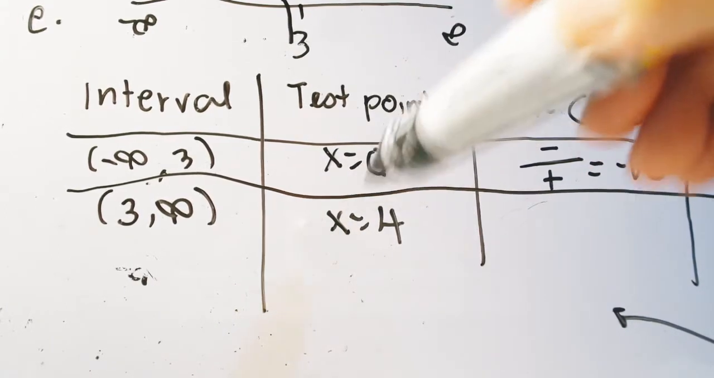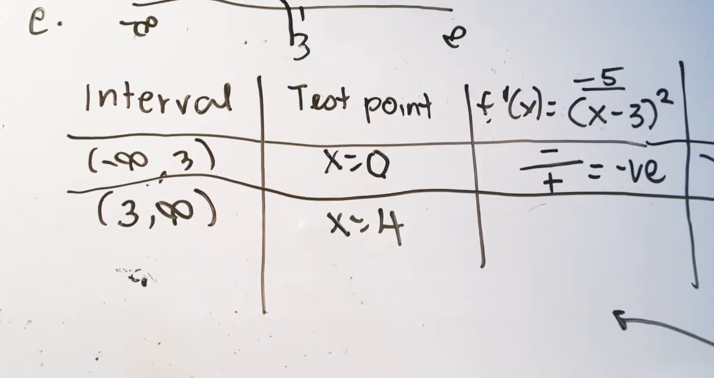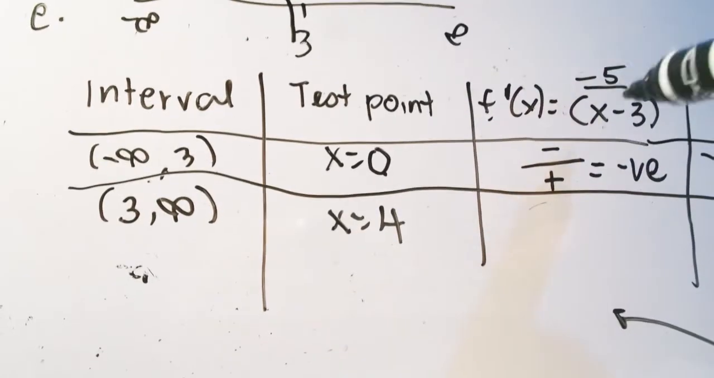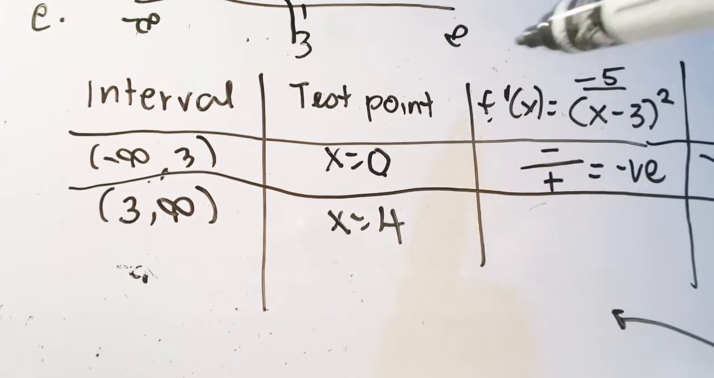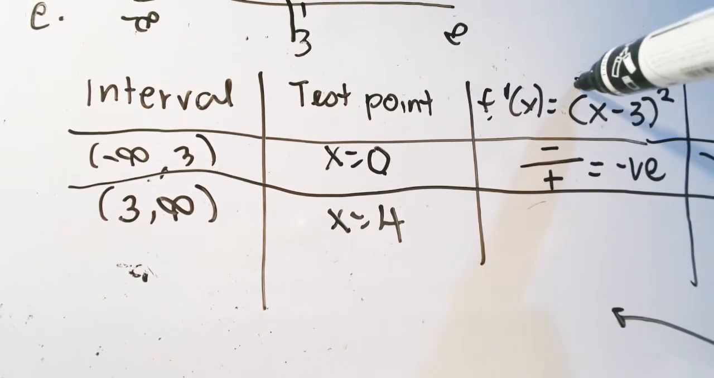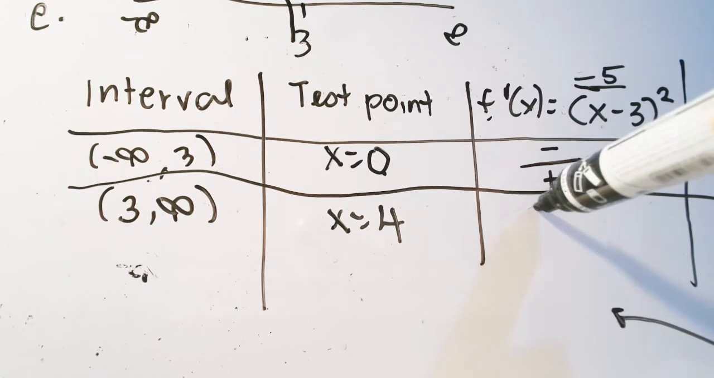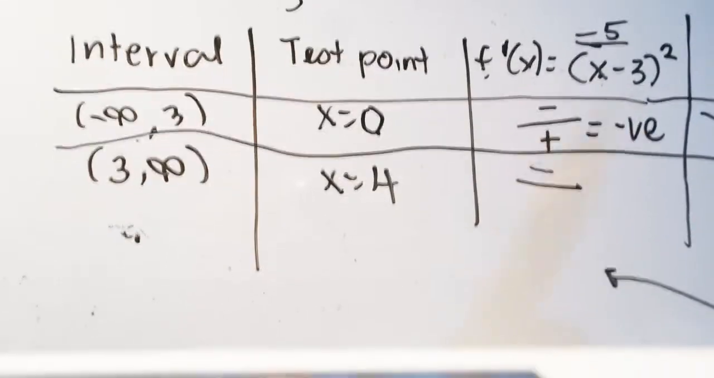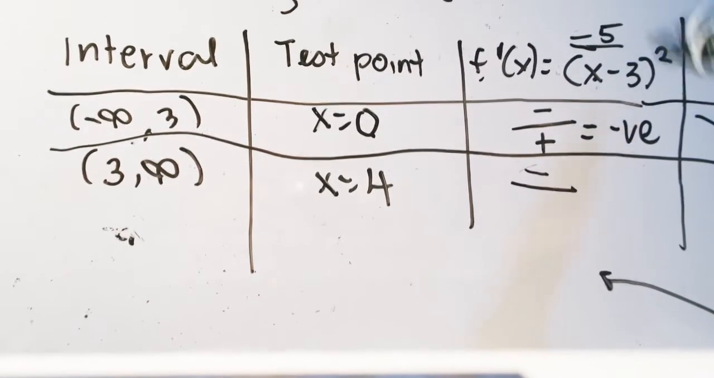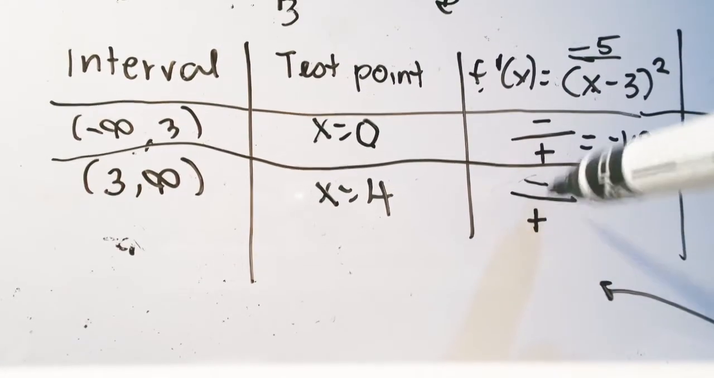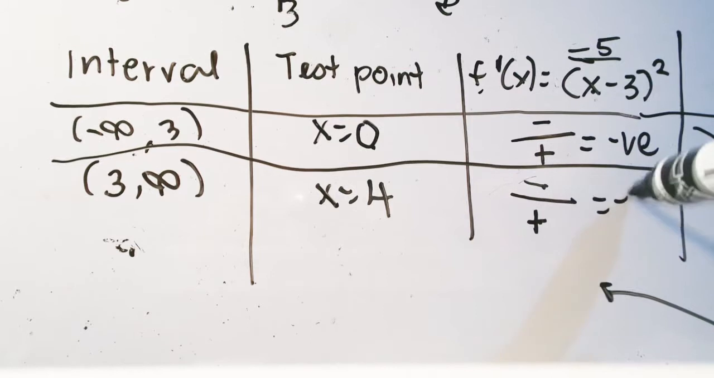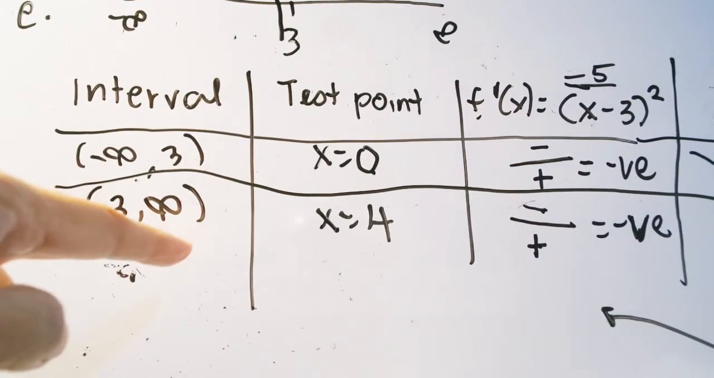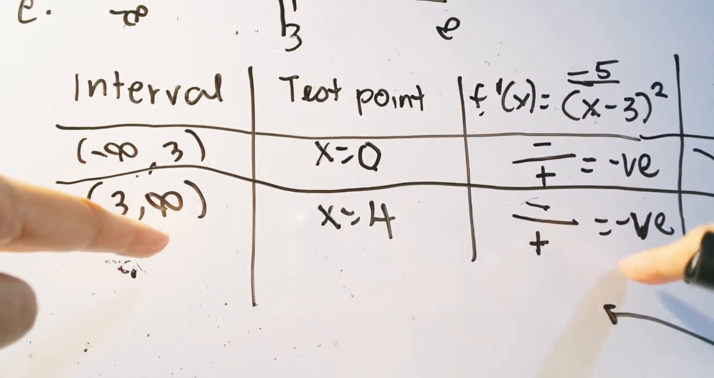But I'm taking the easiest point so that it's easy for me to calculate. And I put it inside the slope function. The numerator has a minus 5, so it's a minus value. When x equals 4, 4 minus 3 is 1. 1 squared is positive. So minus and positive is a minus. Again, I can see here that from 3 to infinity, the slope is negative.